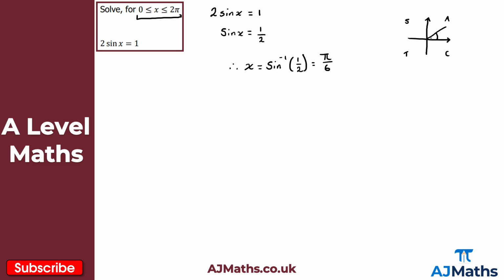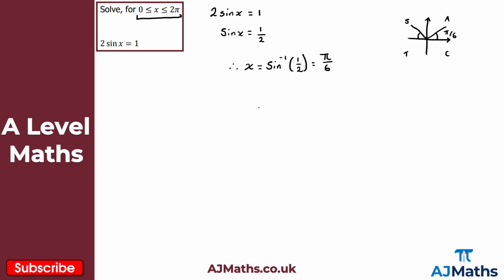So we get this angle here. Now this angle here would be the angle that we've just found, pi over 6. That's pi over 6 there. And we're also in this quadrant here where the S is. That represents sine. So we've got this angle here as well, like so. Now, that's my first solution. That's what we've just found here, pi over 6.